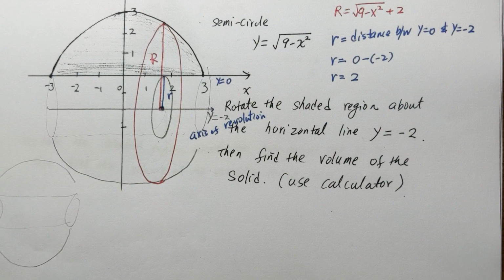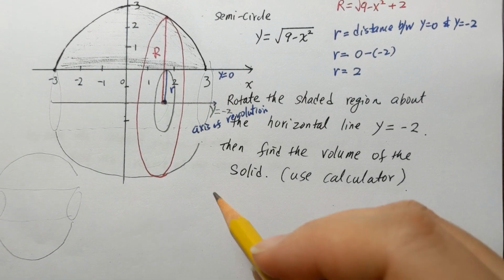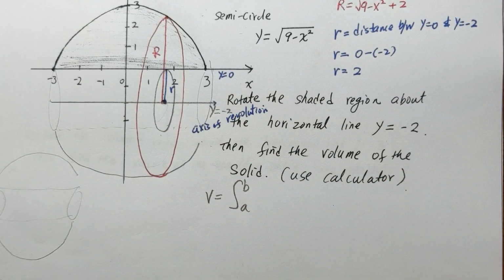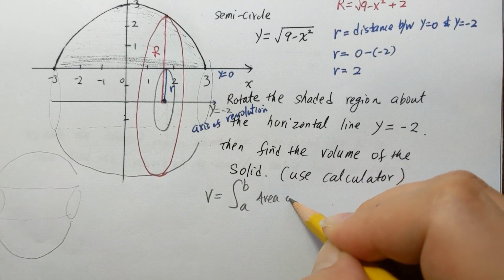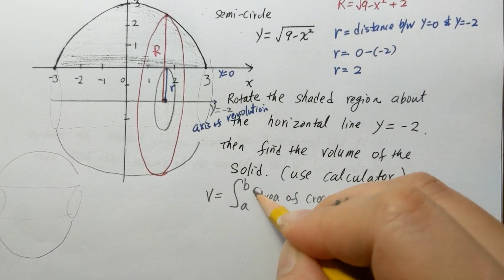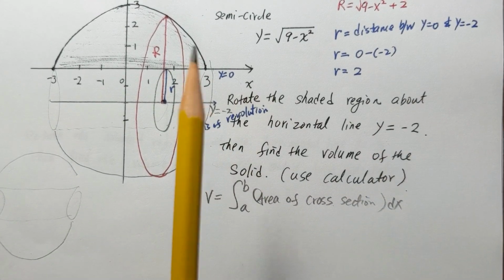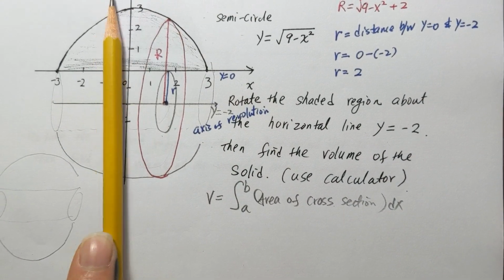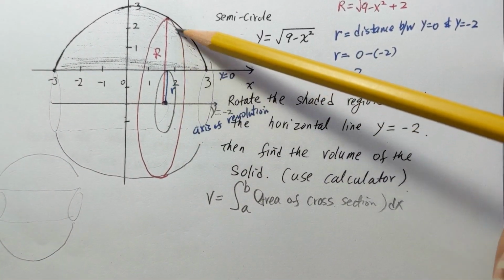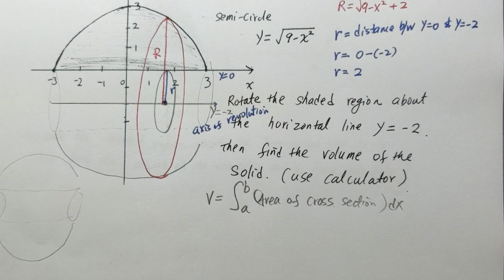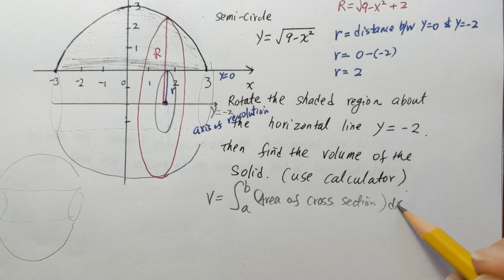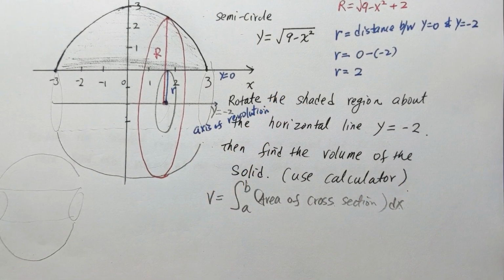So now let's go back to the formula that we derived yesterday. We say that V equal to integral a to b. We're going to go with the very general one first: area of cross section dx. The reason is if you chop them, every single slice is going to have a cross section that looks like concentric circles, small circle and big circle. And the dx is the thickness of each piece, or the little height.